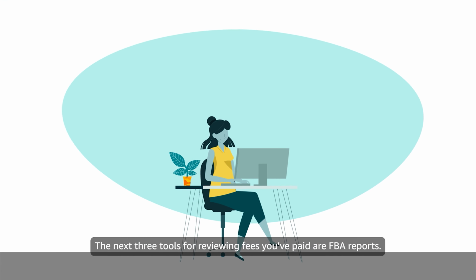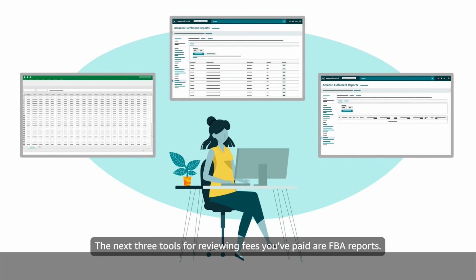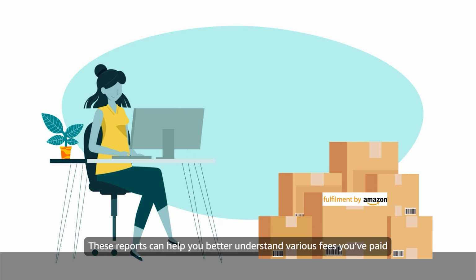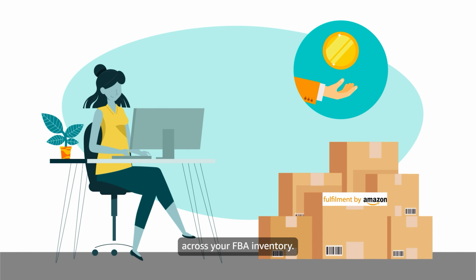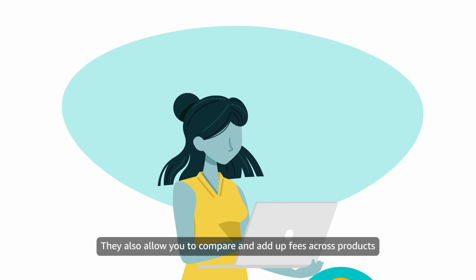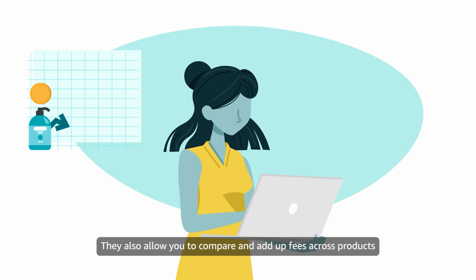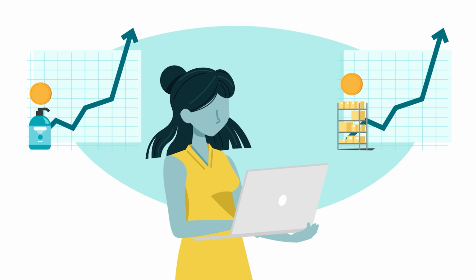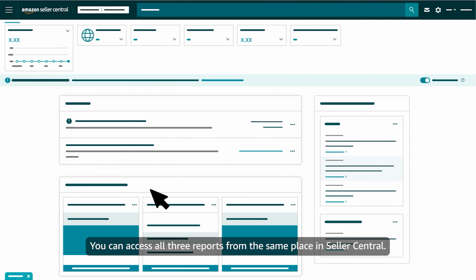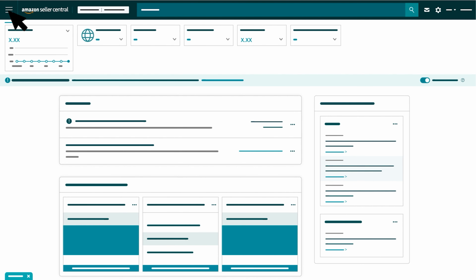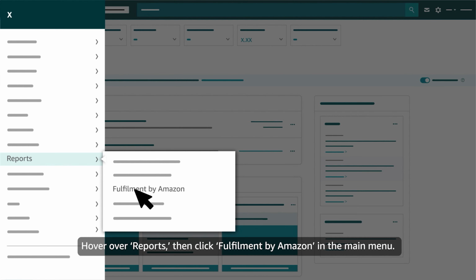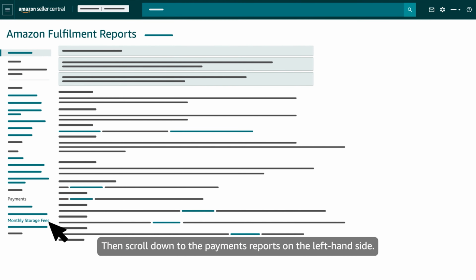The next 3 tools for reviewing fees you've paid are FBA reports. These reports can help you better understand various fees you've paid across your FBA inventory. They also allow you to compare and add up fees across products or FBA storage types. You can access all 3 reports from the same place in Seller Central. Hover over Reports, then click Fulfillment by Amazon in the main menu. Then scroll down to the Payments reports on the left-hand side.